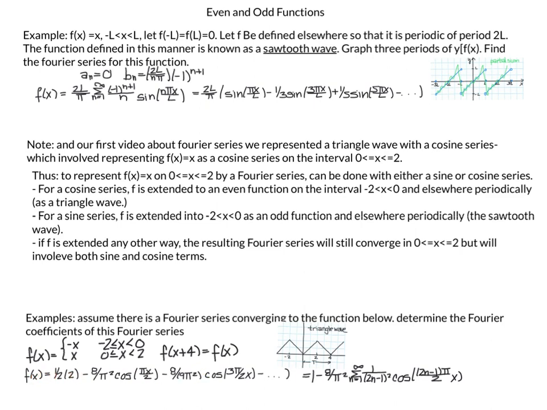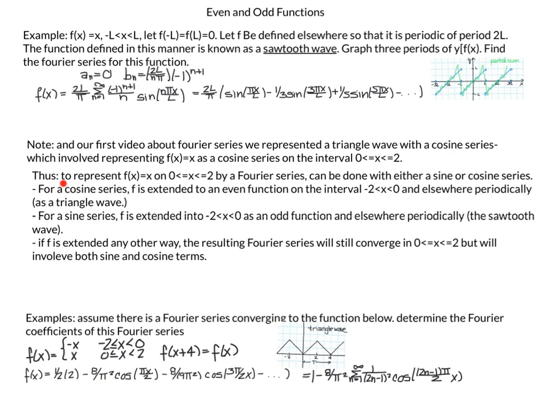So looking at this, if we wanted to approximate f of x equals x from 0 to L, let's say L is equal to 2, we can either use this sine series here, or just to approximate 0 to 2, we could have used this cosine series. Either one would have worked.